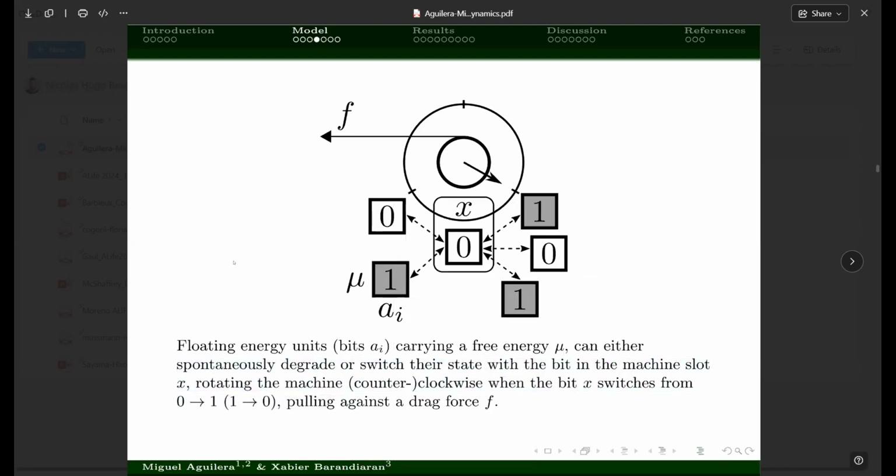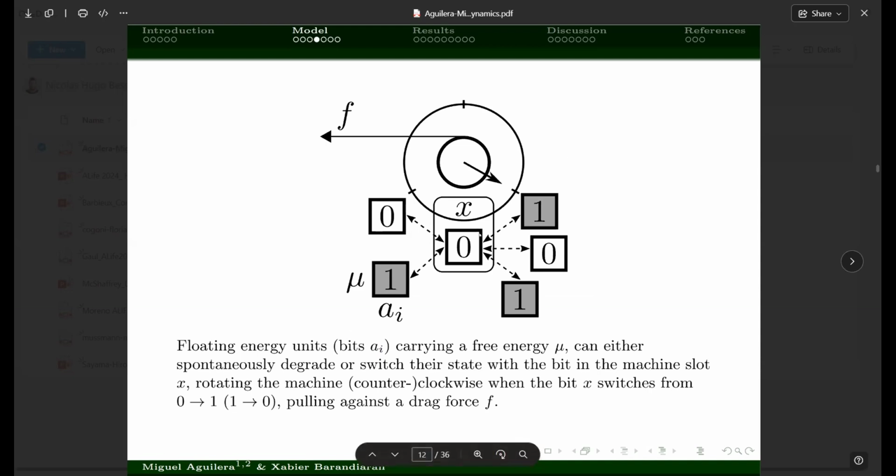we designed this model, which is a sort of molecular motor living in a soup of bits. These bits carry some energy, mu. When the bit is equal to 1, it carries a free energy mu, and when the bit is equal to 0, there is no energy. So the difference of energy between the two states is mu. The motor is controlled by another bit, x. These bits can degrade, and they can also change their value with the value of x. When a 1 goes into the motor and a 0 goes outside, the motor can move forward, clockwise, or counterclockwise in the other case.